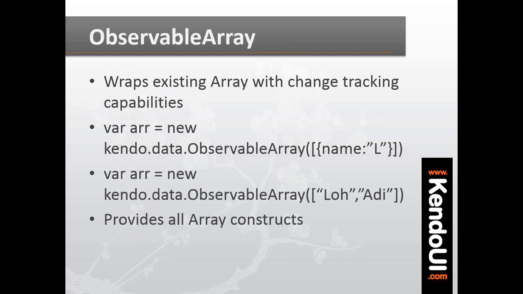Observable array is just a wrapping around the normal array, but with change tracking capability. So that's what you see here. You can just say kendo.data.ObservableArray and then just keep creating your array. As you can see, I have a complex object kept in the array, and I also have a simple primitive string kept in the array. So it also provides all the array constructs, but one main thing is change tracking. If you add something to the array, it will notify you saying, hey, there's a new thing added. So if somebody is bound, they will get updated with the new thing.